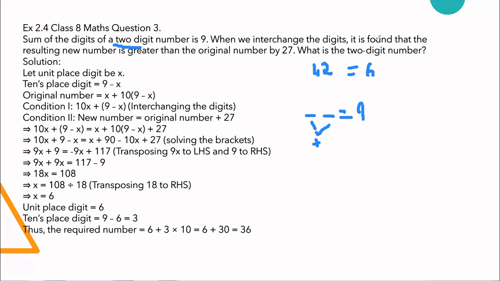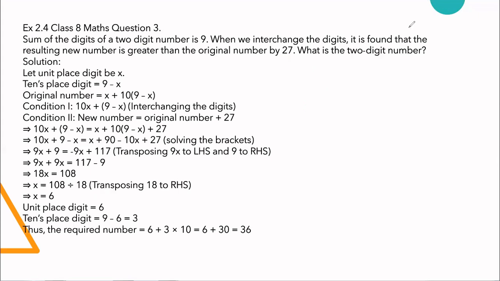When we interchange the digits, it is found that the resulting new number is greater than the original number by 27. For example, in my example, I had considered 42. Let's go with the same number. When I interchange the digits, it becomes 24. So this is my original number and this is my new number. They are saying that the new number is greater than the original number by 27.